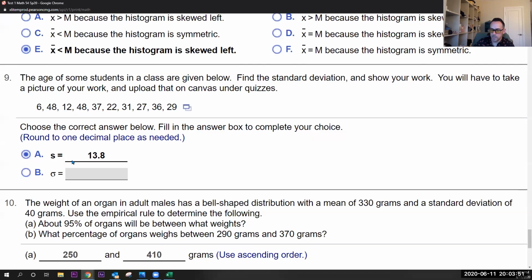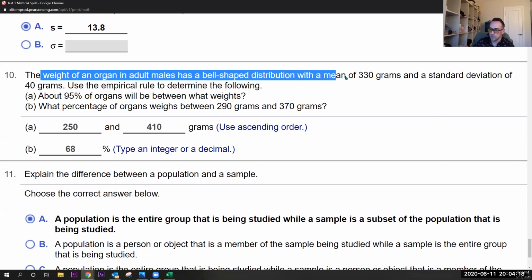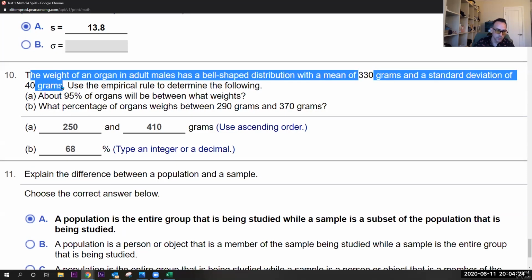Okay, and then 10 says, oh, good one, the empirical rule. It says about 95% of organs will be between what weights, given that the weight of an organ in adult males has a bell-shaped distribution with a mean of 330 grams and a standard deviation of 40. So it's describing the distribution of the weights of organs. We know everything about the organs, right?